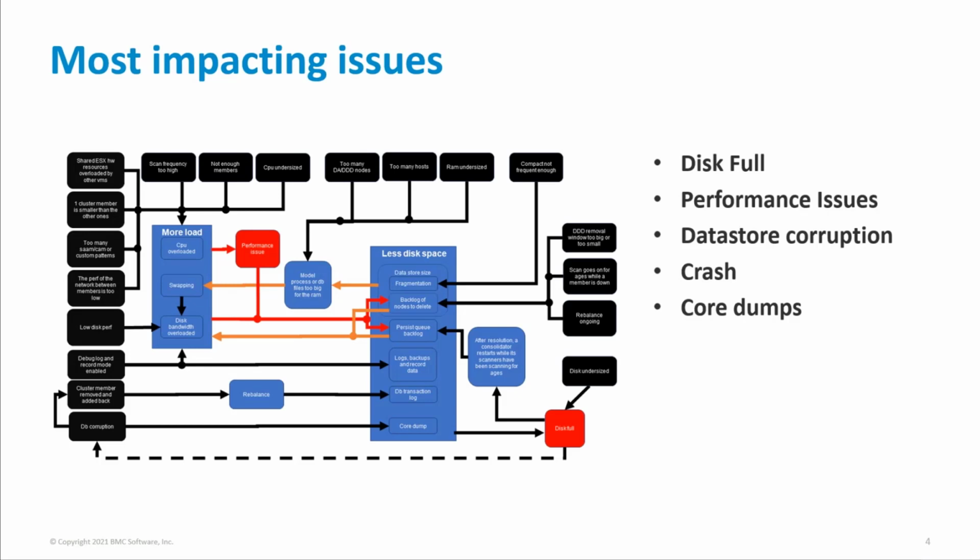This impact diagram is available in our knowledge base. You will find it in the references of this webinar. It shows the most impacting issues and the relations between them. The goal of this diagram is to show that these issues are interconnected. For example, a performance issue can cause a disk full issue. A disk full can cause a data store corruption, and a data store corruption can cause another disk full issue later. I am going to show you what is the best way to prevent these issues from happening.